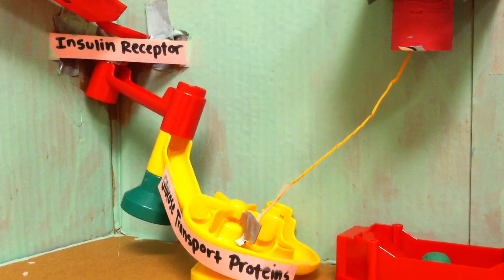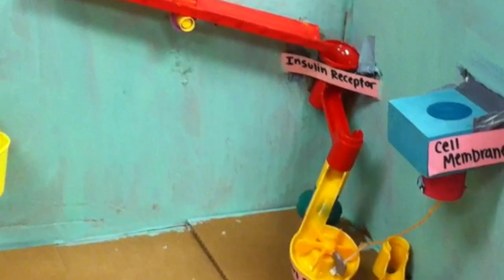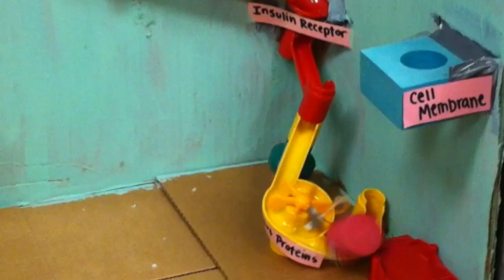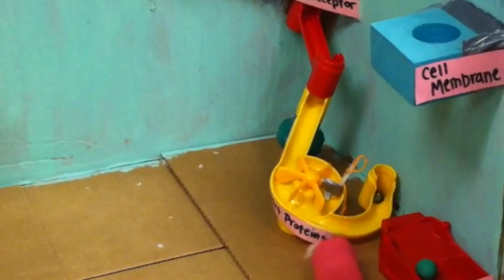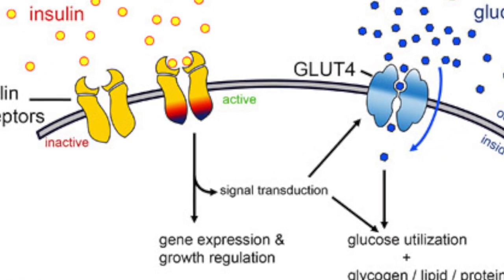In the model, we see that the marble causes the glucose transport proteins to spin, signaling the cell membrane to open. In the body, the GLUT4 protein is signaled to attach to the cell membrane, which creates entrance channels for the glucose.